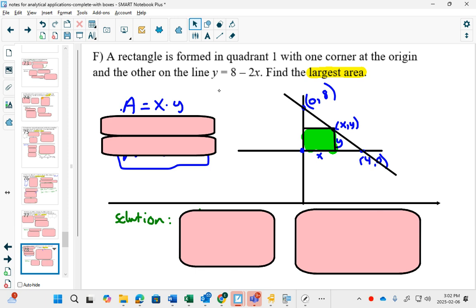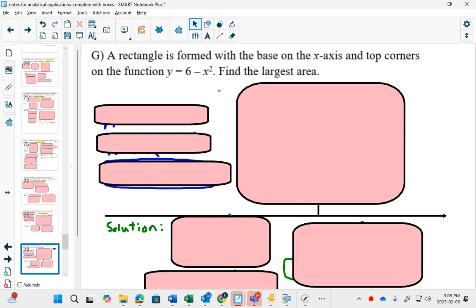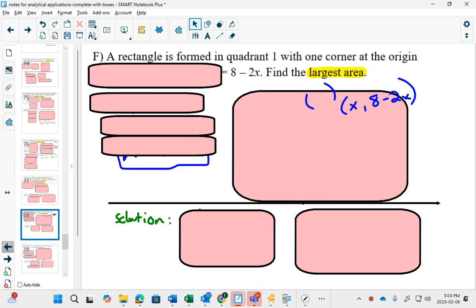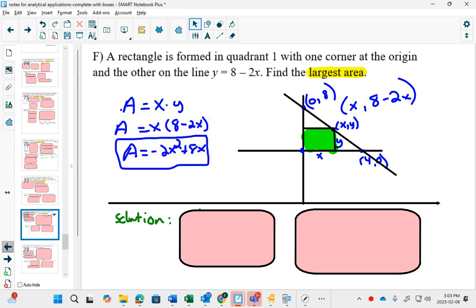But since we know that that line is 8 minus 2x, you could think of this point, instead of x comma y, you could replace the y with an 8 minus 2x. Oops, that's what I wanted to do. And then we have an area in terms of one variable.